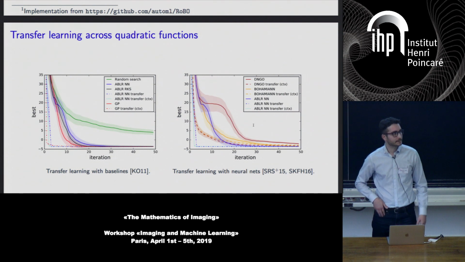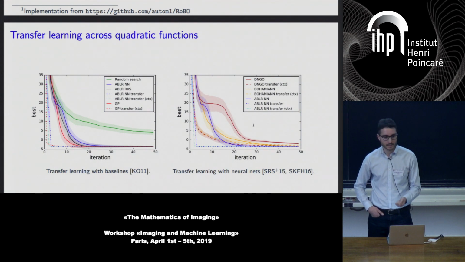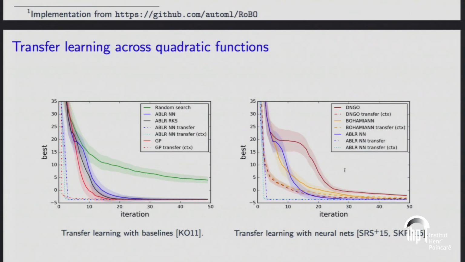But what is interesting to see is that ABLR is comparable to GPs. But as you introduce transfer into ABLR or into GP, you're able to converge to a better minimum much faster. So if you can warm start your optimization with previous related tasks, then you're able to converge much faster. On the right-hand side, we compare to alternative neural network-based approaches from Snoek et al. and Springenberg et al., using a full Bayesian neural network, this Bohamiann method. But we observe that ABLR is able to converge competitively in the non-transfer case and much faster in the transfer learning case.